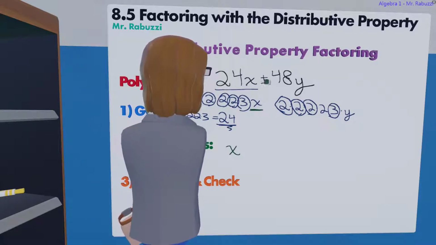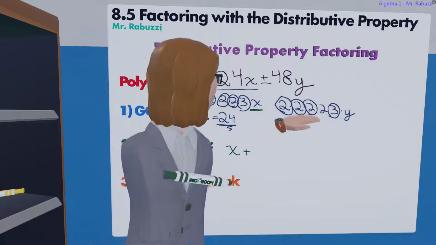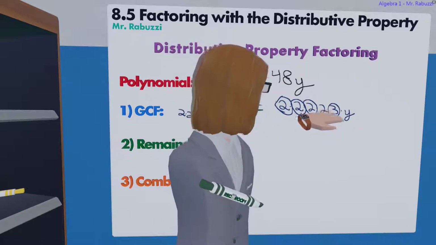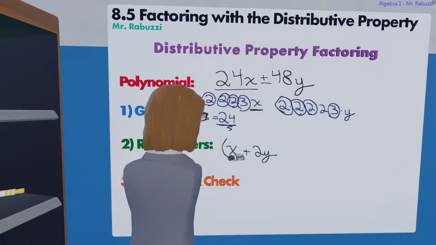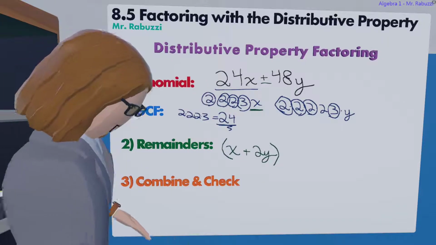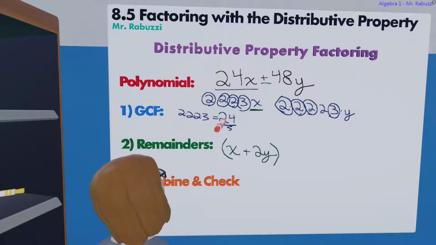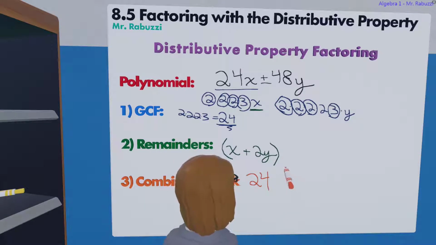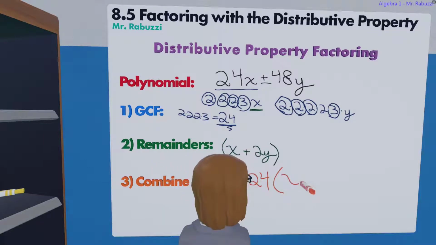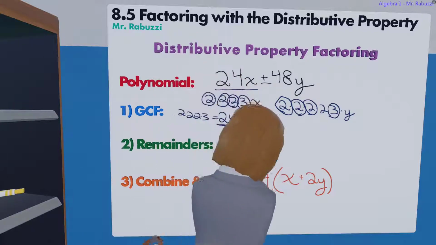Then we have plus. And what's left in the second set of factors? A 2 and a y. So x plus 2y. That gets its own parentheses. We get to the last step, which is to combine it and make sure it's a good answer. So 24 is one piece of my answer, the GCF, and the other piece is the remainder, x plus 2y. There's a good answer right there.